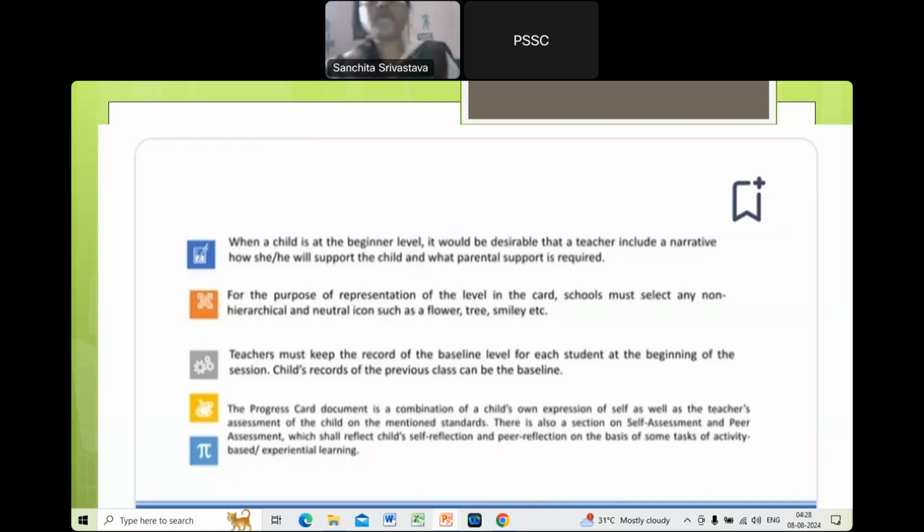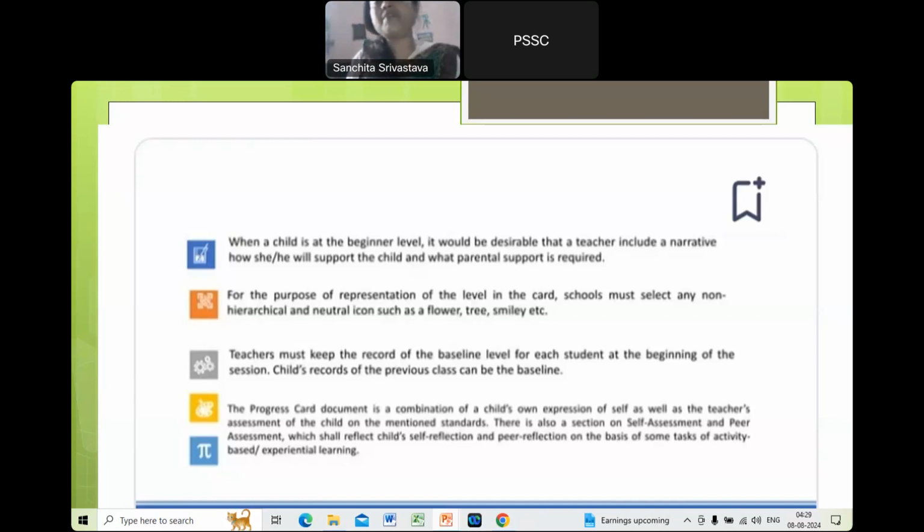Now, for the purpose of representation of the level in the card, the school must select any non-hierarchical and neutral icon such as a flower, tree, or smiley. That means if a child got a smiley, that means he is good at it, right? In that particular column. So it would not create any differences. Even grades create differences among students.